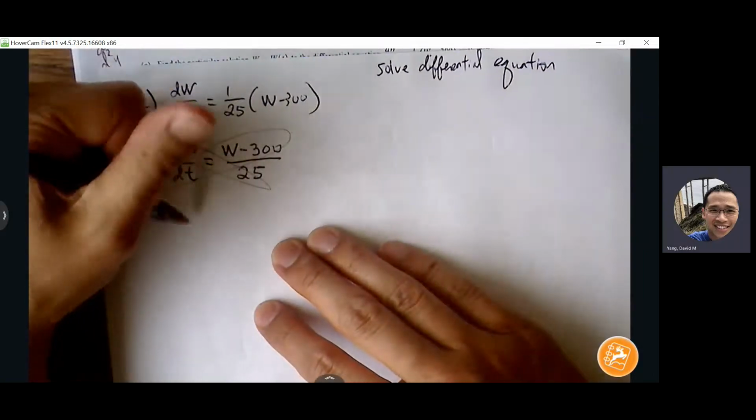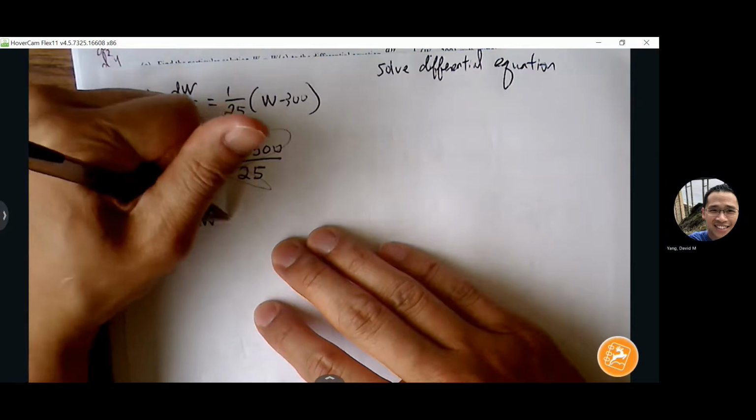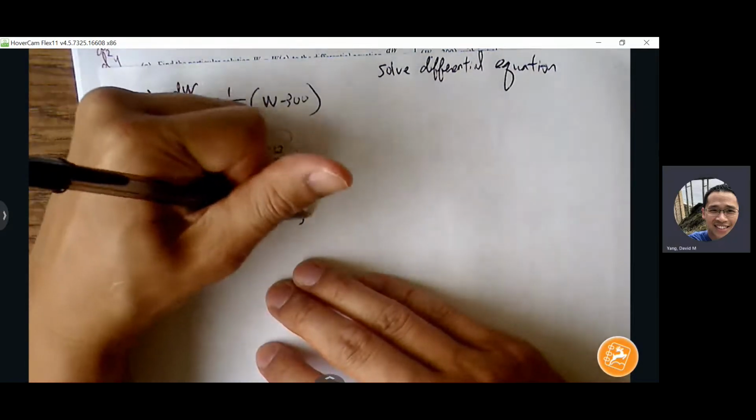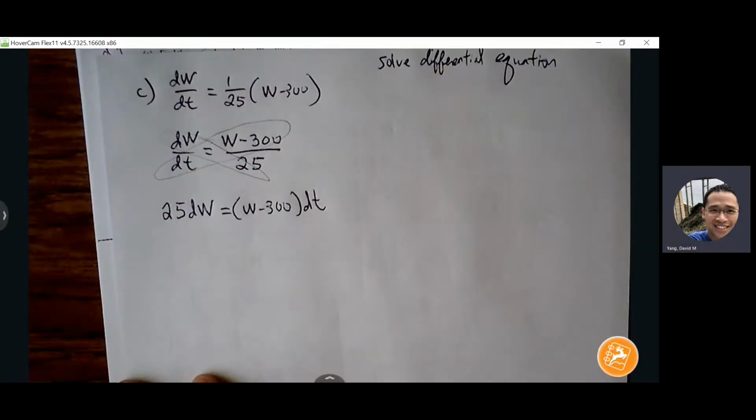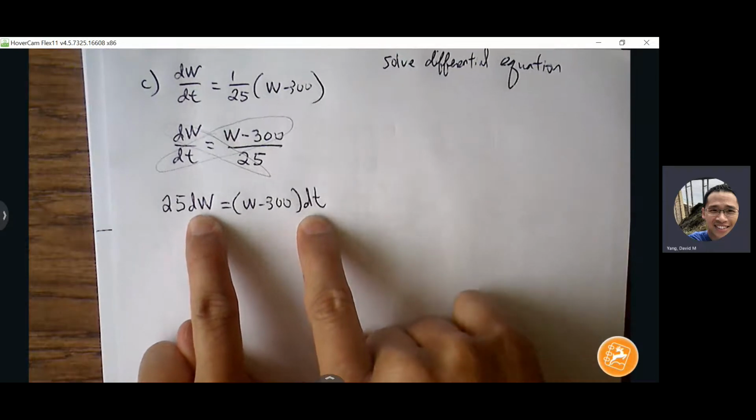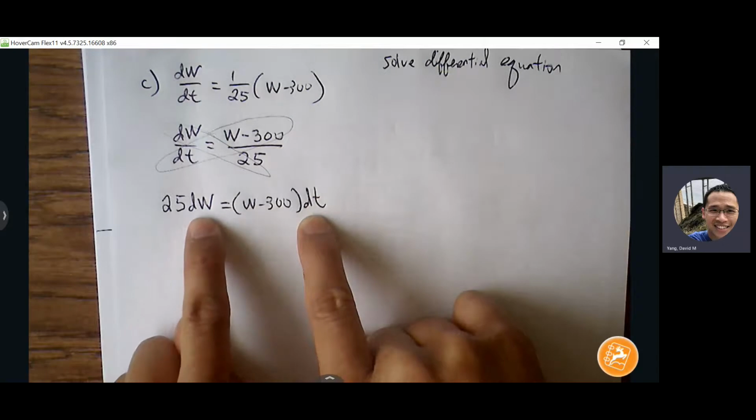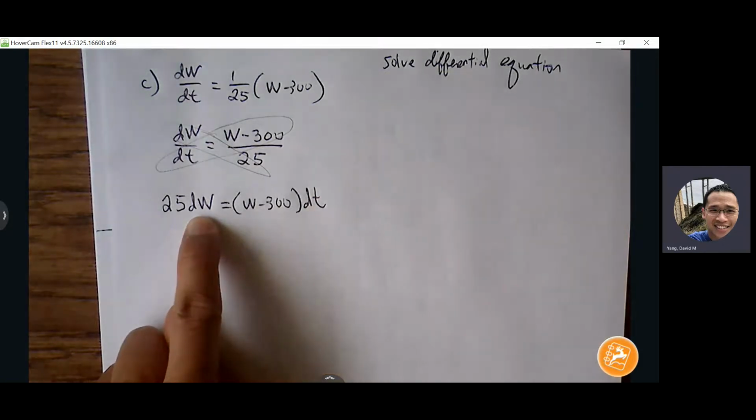So I'm going to cross multiply. Let's see what happens when you cross multiply here. So I get 25 dw is equal to W minus 300 dt. Okay, no full separation, but at least you have these notations in their right spots, right? You want everything W and anything involving W on the left side. Eventually, you want everything involving T and everything that does not have to be on the left side, we want to move to the right side as well.